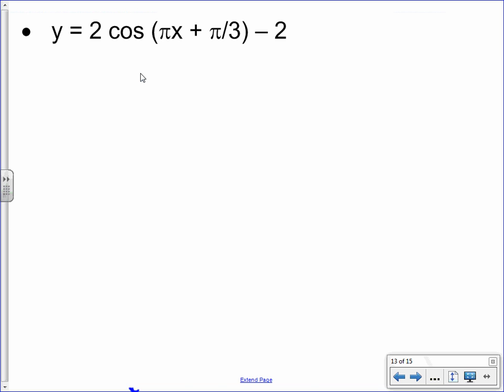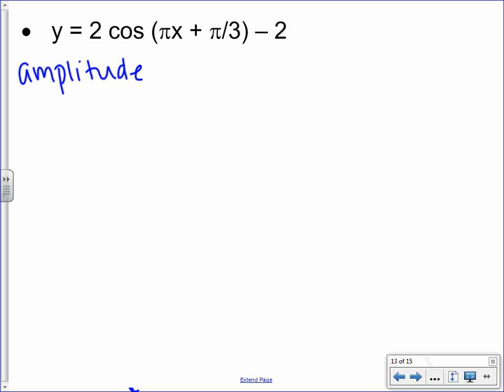As promised, here are your 2 extra examples of graphing sine and cosine. So here is our first example, y equals 2 cosine of pi x plus pi over 3 minus 2. Let's go ahead and identify everything.